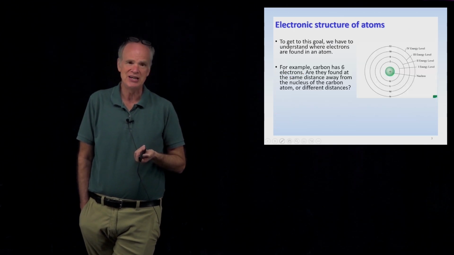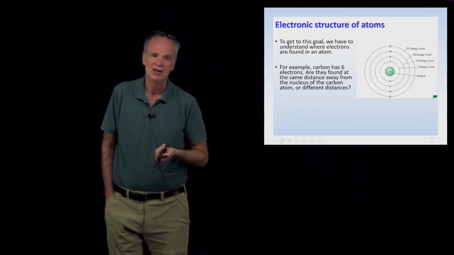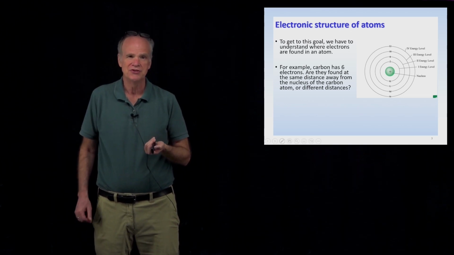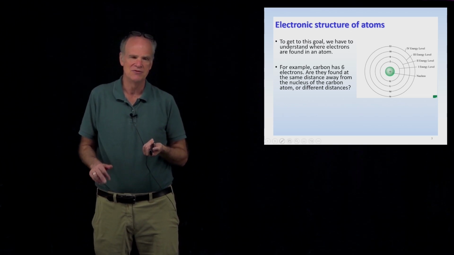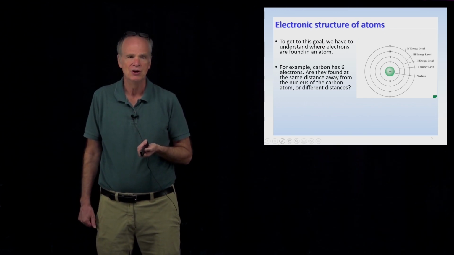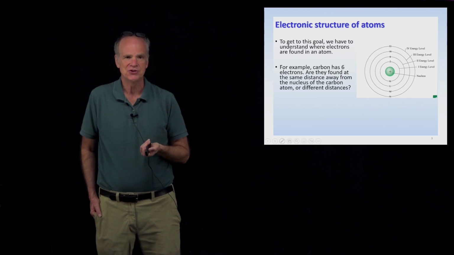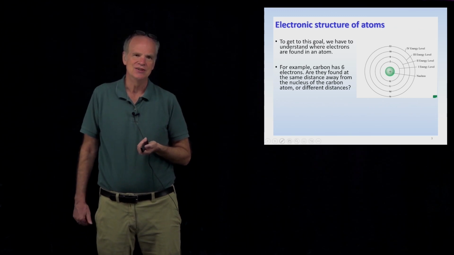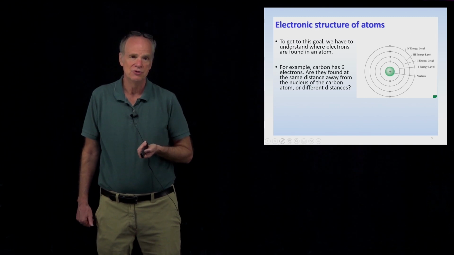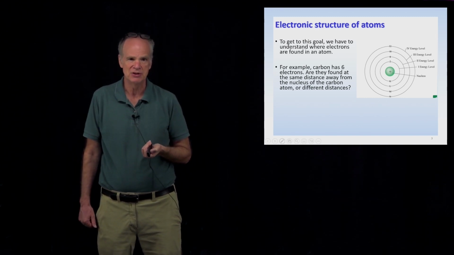So to understand this, we need to know something about the electronic structure of an atom. What we're going to do is talk about it at a fundamental level, and then increase the complexity as we go on. One question you might want to ask yourself is, let's say you're looking at an individual element like carbon. You know that carbon has an atomic number of 6.